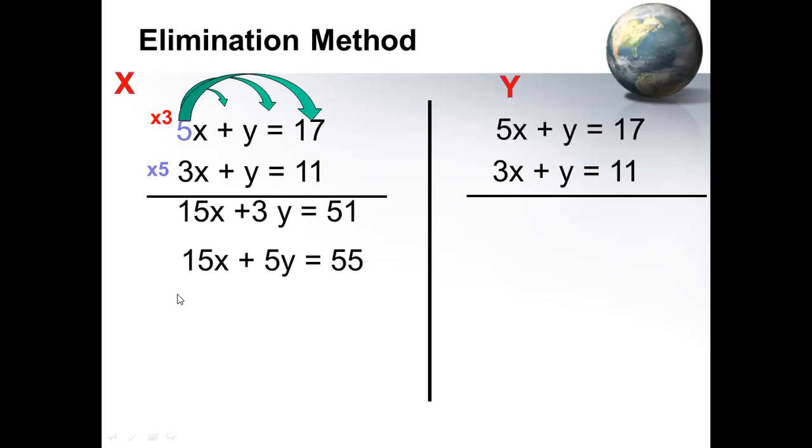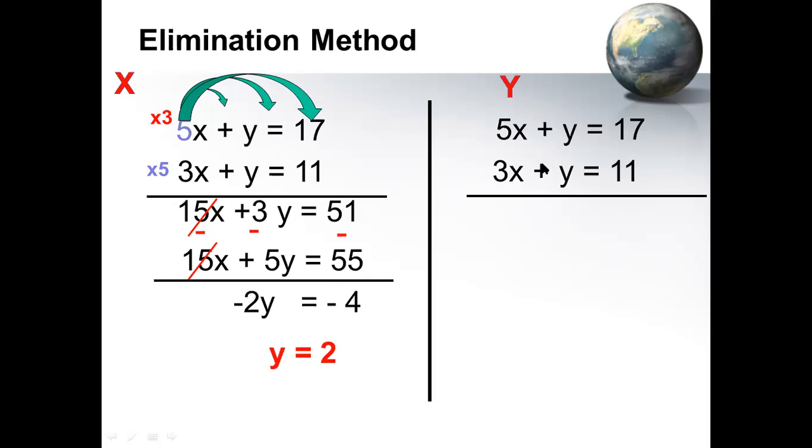Since both of them have 15x, I am going to subtract the two equations. So 15x will be eliminated. I'll have 3 minus 5, which is negative 2y, and 51 minus 55, which is negative 4. So y equals 2.